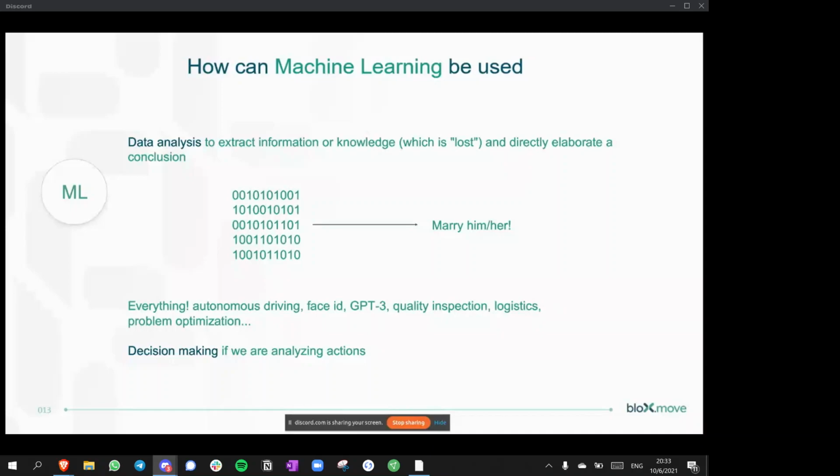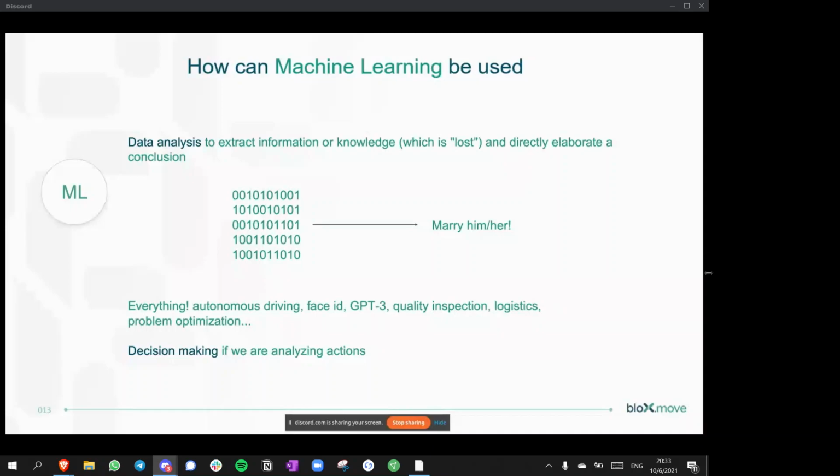I saw something funny here: just putting some random characteristics, and they are going to tell you if it's the man of your life or not. Some applications actually do that if you look for them on your iPhone. But in a realistic way, machine learning is used for autonomous driving, Face ID, GPT-3, which is natural language processing, quality inspection, and so on. So it is useful. It should be used, but it should be used carefully and only in the cases where it is interesting and relevant to use it.